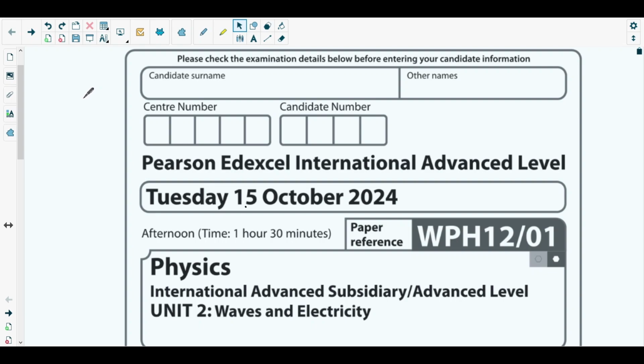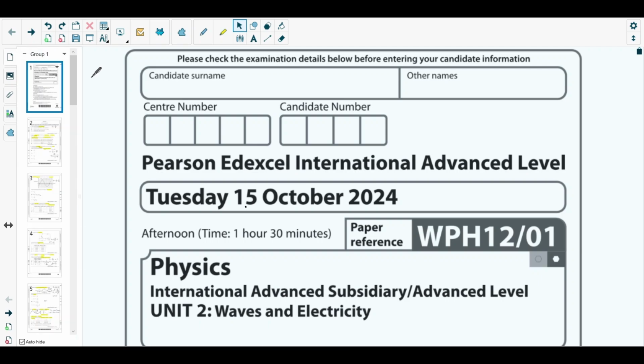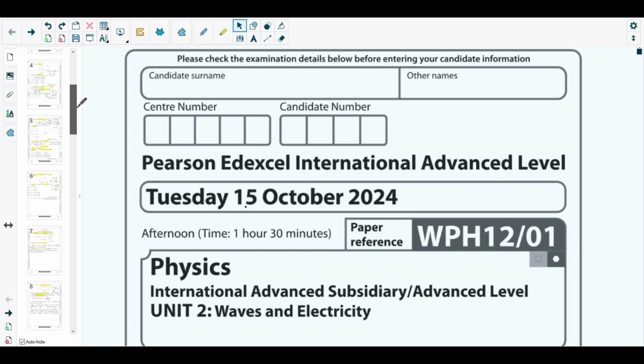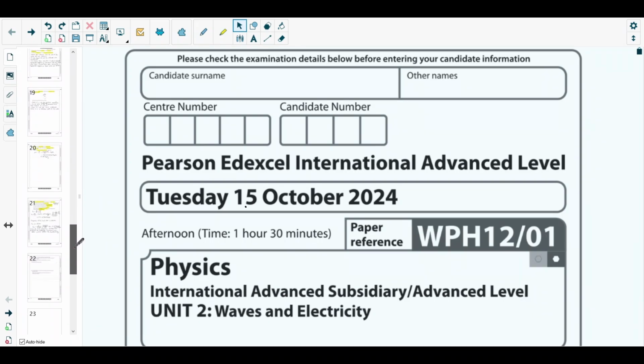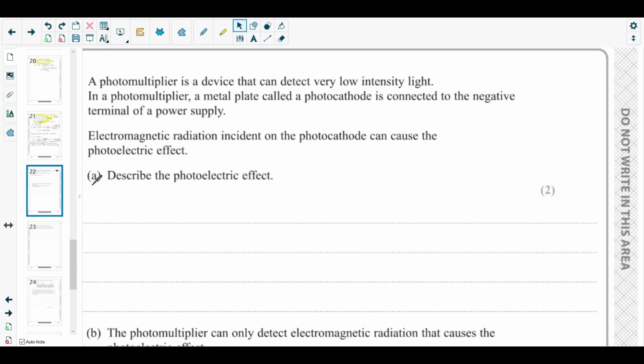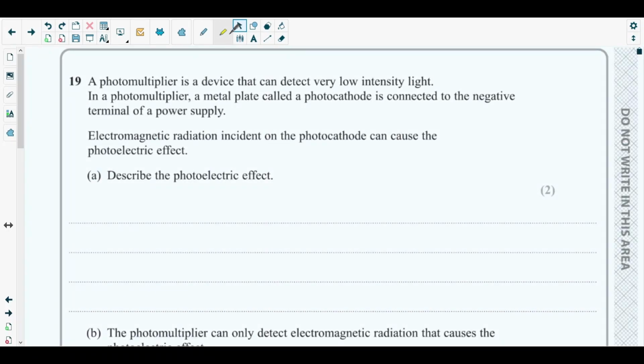In this video, we will discuss the last question from the most recent past paper of Physics Unit 2, which is the October 2024 paper. So let's see what's the last question. That is question number 19 of this paper. So let's get started with question number 19.